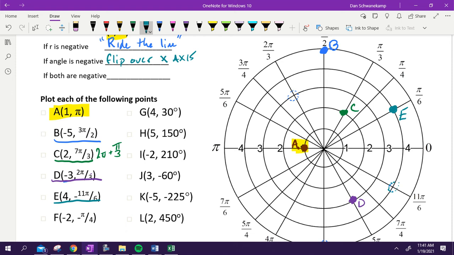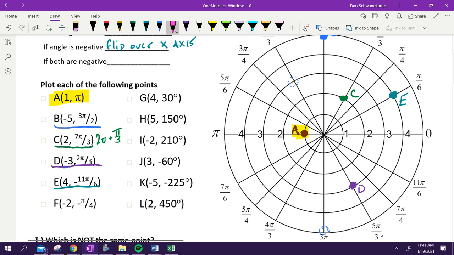Okay, so let's try one more. The last one here, -2, negative pi over 4. So let's go to 2, pi over 4 first. 2, pi over 4 would be right here. But that's not where my angle goes. I have a negative radius. What am I going to do with that dot if I have a negative radius? Ride the line. It would take me over to here. But that's not where that dot's going to go because I have a negative angle. What am I going to do if I have a negative angle? Flip over the x-axis. That right there is where F ends up.